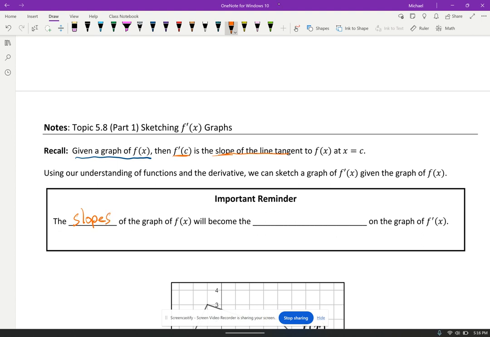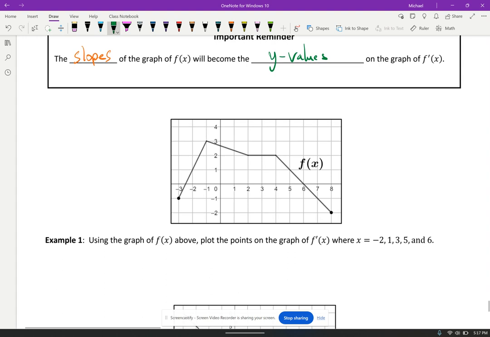So if that's the case, then when we look at the slopes of the graph of f, so if we're given the original graph of f, the slopes of that graph are going to become the y values, the function values of the graph of f prime. If f prime is the function that finds the slopes at different x coordinates, then the graph of f prime represents the slopes of the original graph of f. So I'm going to use this as our first example here to plot some points and see if we can find the slopes at a specific x value.